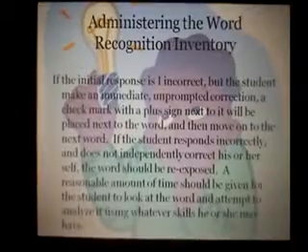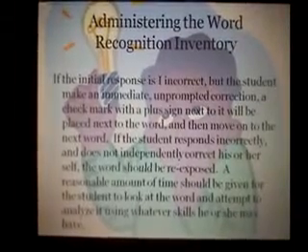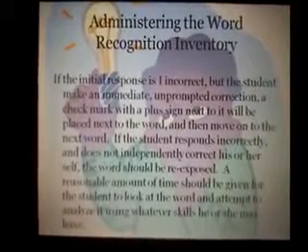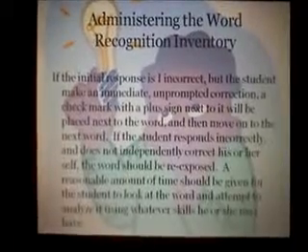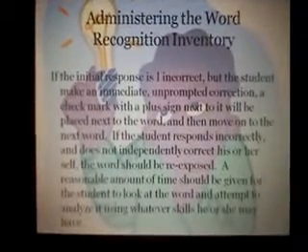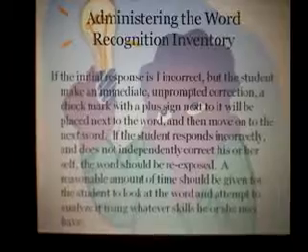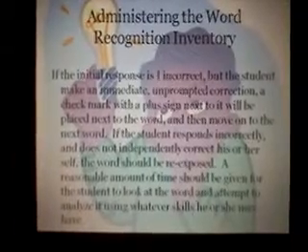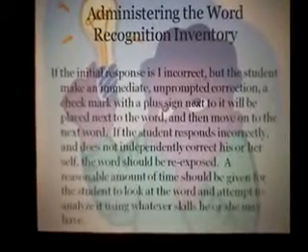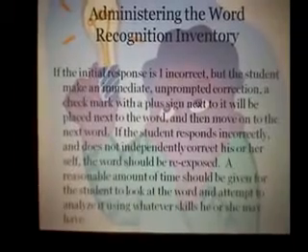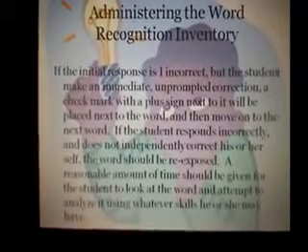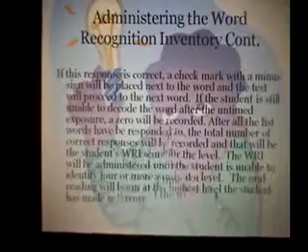If the initial response is incorrect, but the student makes an immediate unprompted correction, a check mark with a plus sign next to it will be placed next to the word, and then move on to the next word. If the student responds incorrectly and does not independently correct his or herself, the word should be re-exposed. A reasonable amount of time should be given for the student to look at the word and attempt to analyze it using whatever skills he or she may have.